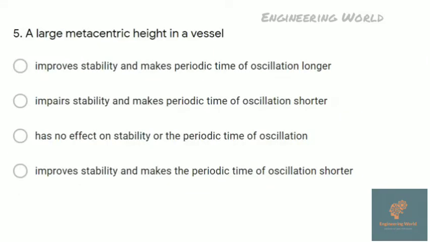Then the next question: a large metacentric height in a vessel. Actually, T is inversely proportional to the metacentric height. We will see that in the next question, so don't worry. So as metacentric height is large, periodic time is short, and due to the height there is more stability. So the correct answer will be improved stability makes periodic time of oscillation shorter.